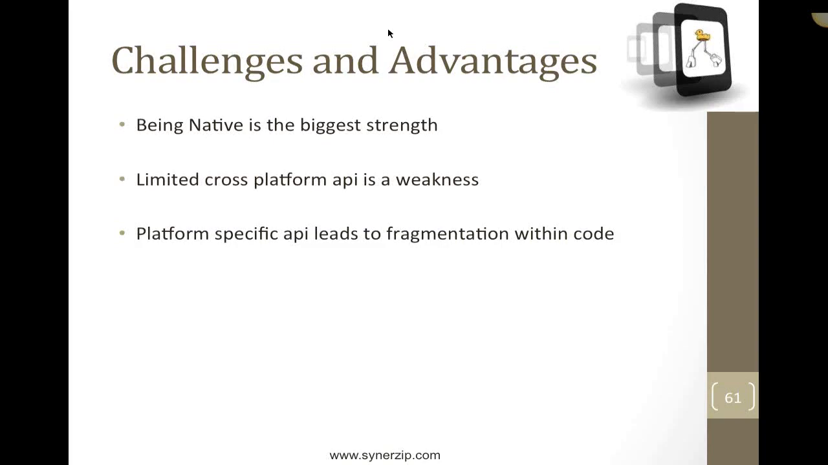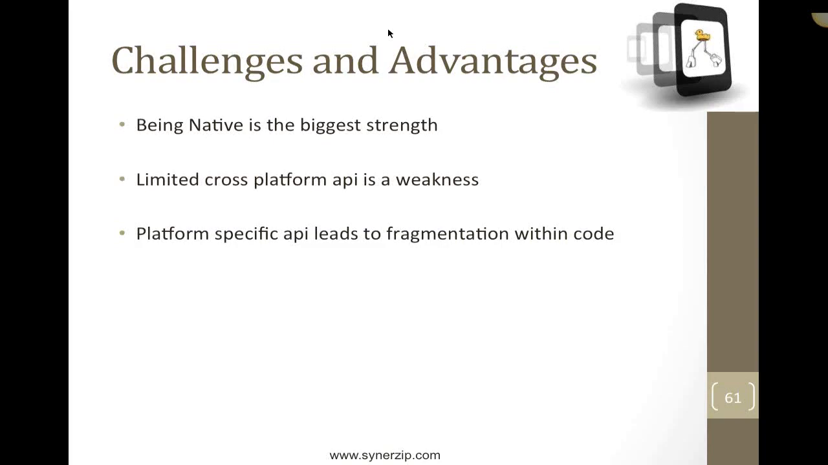So the challenges and advantages of Titanium are that being native is the biggest strength of Titanium. At the same time, the limited cross-platform API is a weakness, because the common features between Android and iOS, especially around the UI, will be less. Both Android and iOS won't have the common widgets. Some will have less, some will have more. So you'll always have to deal with the common thing.